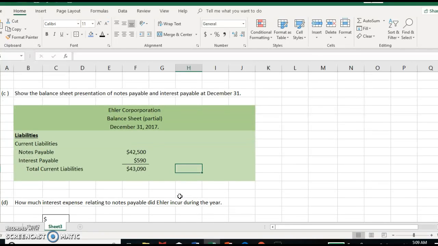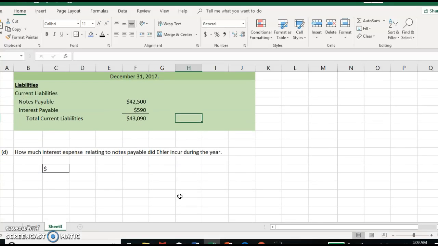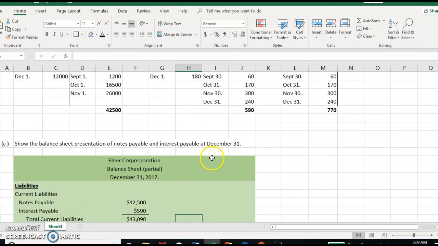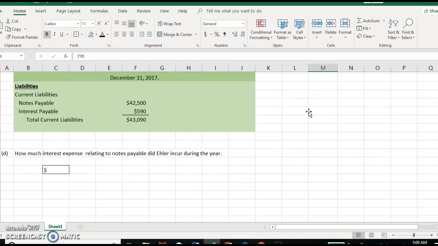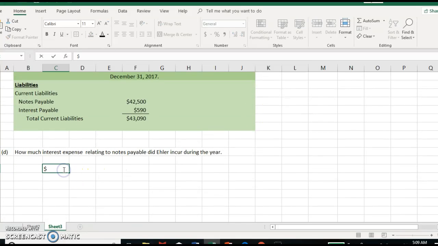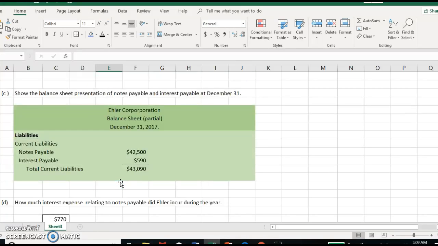The final part of the problem is to answer how much interest expense relating to notes payable did Eller incur during the year. And that is this total up here of $770. So we will just enter that. And that is the end of that problem.